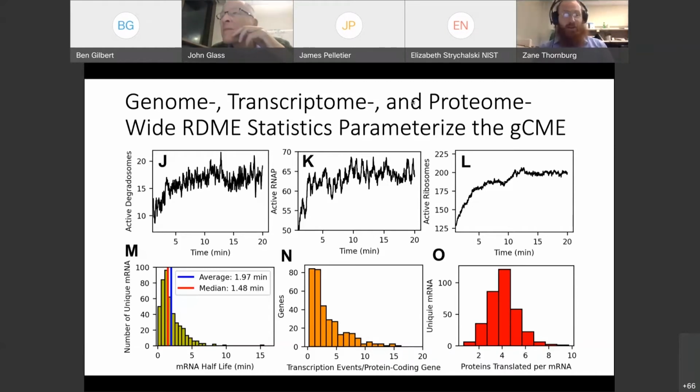And then, as I mentioned, we also can predict the full distribution of the mRNA half-lives in Syn3A. And so here we got an average of about 2 minutes, a 2-minute half-life, and a median of about 1.5 minutes. And then this long tail that's out to 15 minutes has actually been observed in Bacillus subtilis, and the average and median are in agreement with the average measured in Mycoplasma gallisepticum.